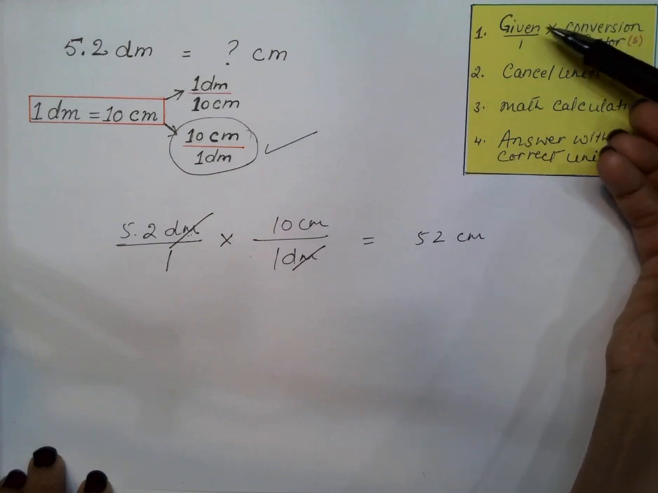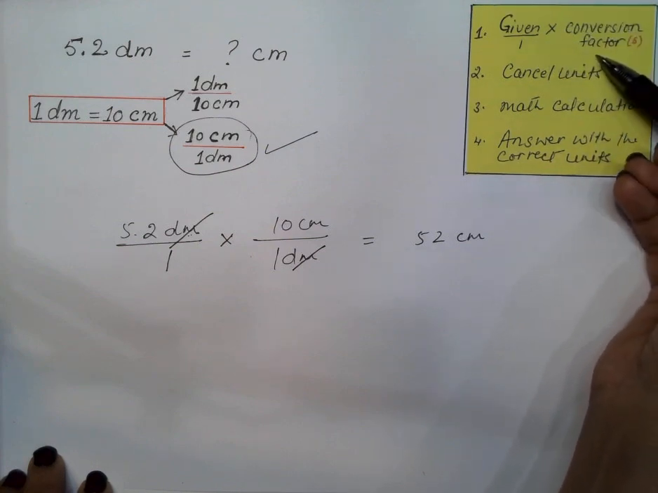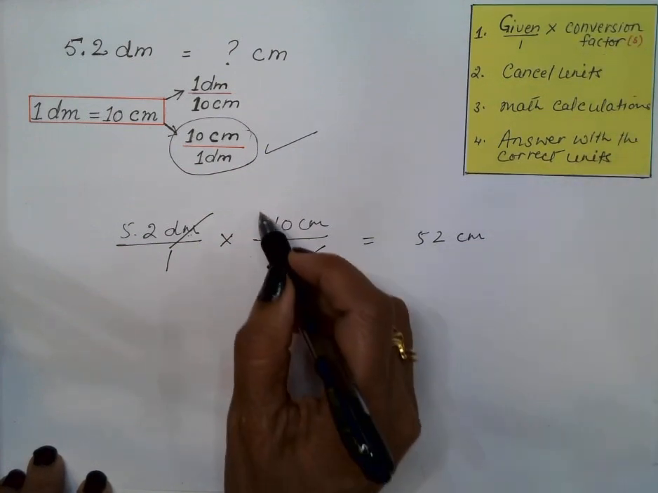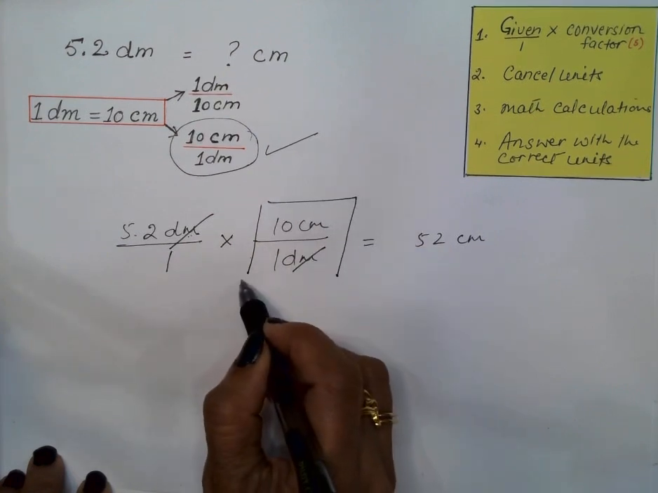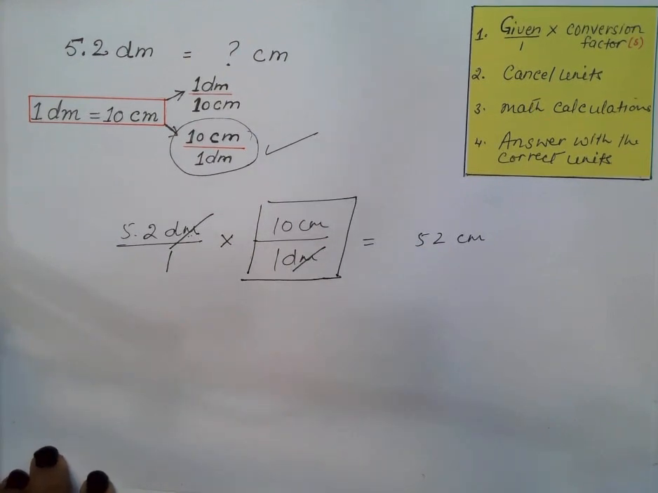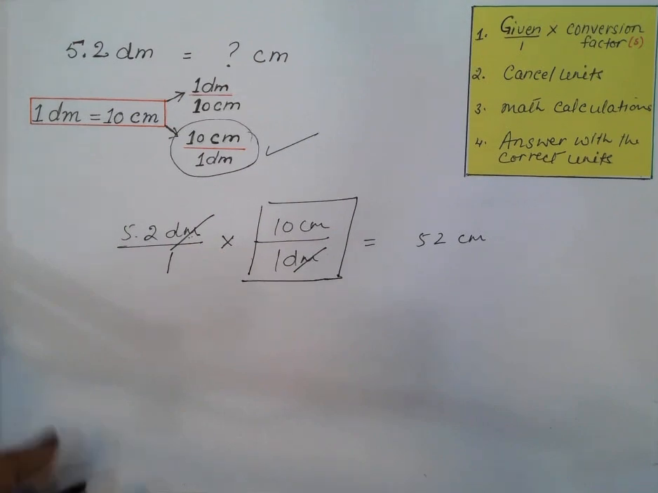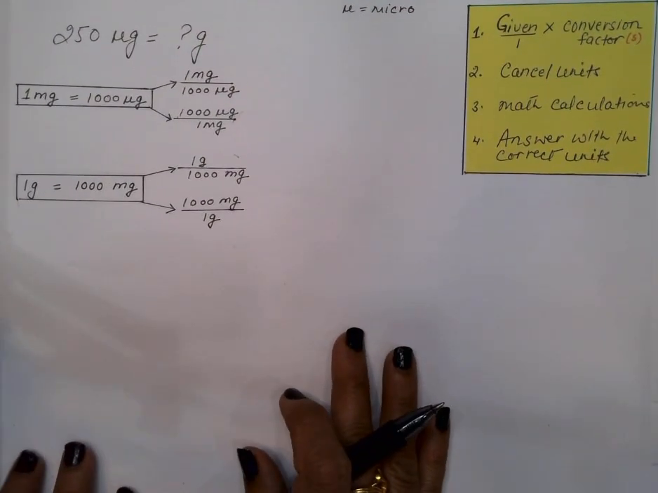You follow these steps: given over 1 times the appropriate conversion factor. Again, if you want, you can put the appropriate fraction in a box, but you don't have to. Let's do another problem.